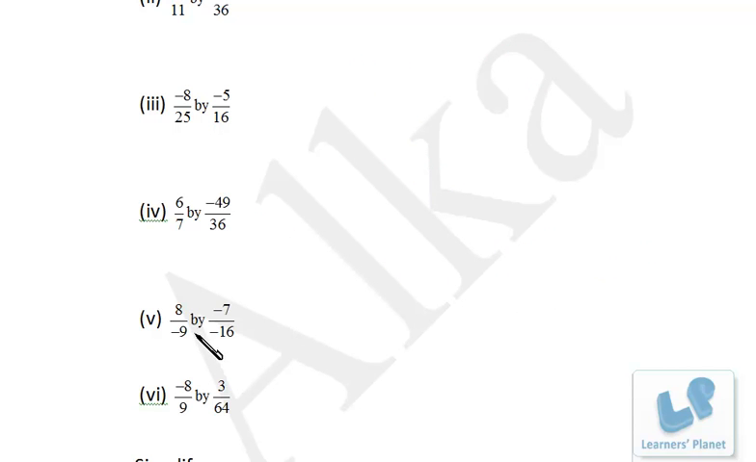Now we have to try this one. It's 8 by minus 9 into minus 7 by minus 16, right? So we have two minus signs over here, so they will be cancelled. So we are left with this.